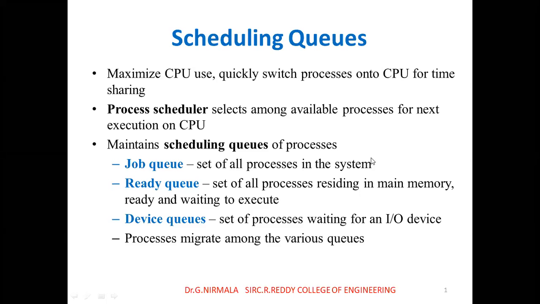Device queue. In between, a process performs IO operations. A set of processes are waiting for an IO device. Processes migrate among the various queues. That is the device queue, meaning input output queue, or IO queue. We call it the IO queue or device queue. Mainly these 3 queues are used for scheduling processes: first one, job queue, ready queue, and device or IO queue.